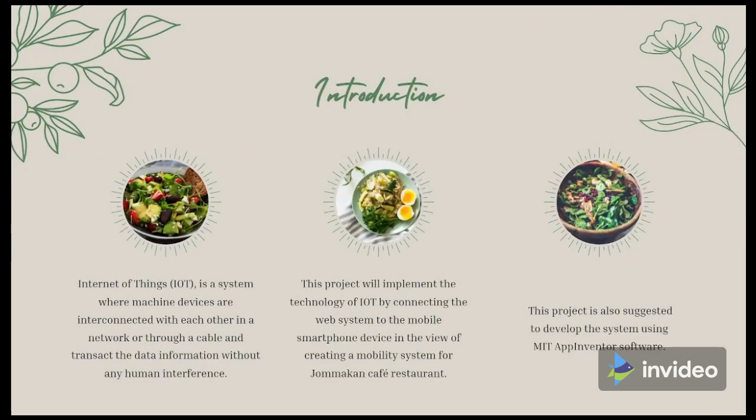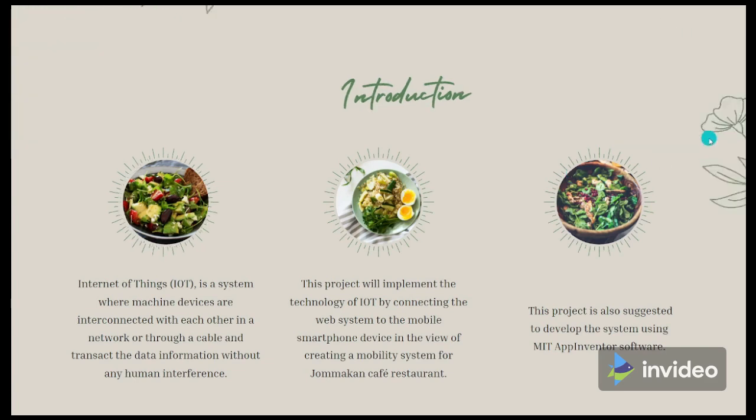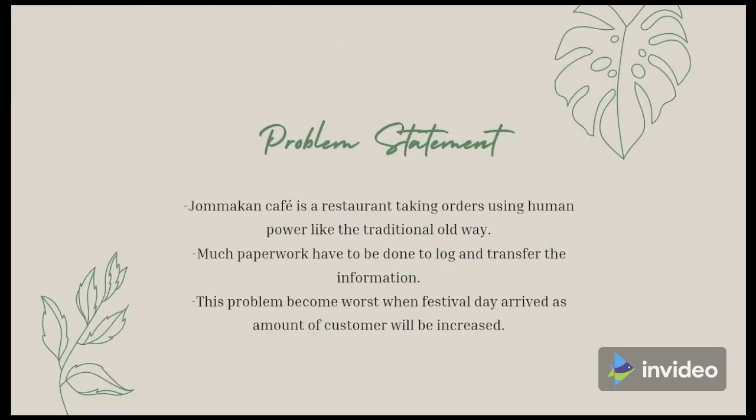Now, let's introduce the IoT or the Internet of Things that involved in this project. So, Internet of Things (IoT) is actually a system where machine devices are interconnected with each other in a network or through a cable and transact the data information without any human interference. The project will implement the technology of IoT by connecting the web system to the mobile smartphone device in the view of creating a mobility system for the JOMMAKAN Cafe restaurant. And one thing worth to mention is this project is also suggested to develop the system using the MIT App Inventor software. So, after this introduction, let us dive into the problem statement, the problem faced by the JOMMAKAN Cafe.